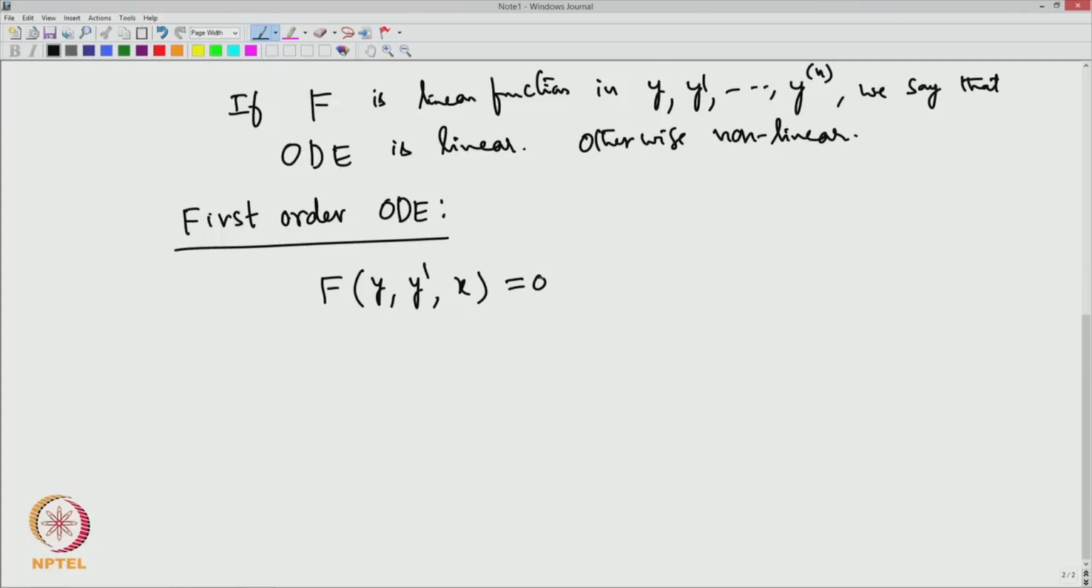When nothing is given, what is the domain? x belongs to the full R, and y and y' belong to the full R. So x and y in the plane, x takes the full values, y takes the full values. Solution means any relation for y on x, that is any function, any curve y(x) satisfying this relation is called a solution of the differential equation, ordinary or partial.